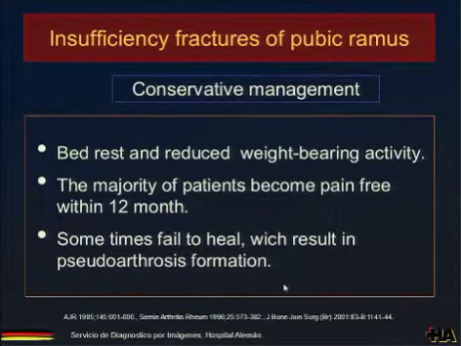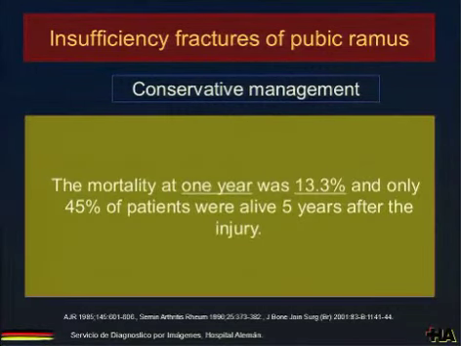The management is conservative, with bed rest and reduced weight-bearing activity, and we know that this is very dangerous in elderly people. The majority of the patients become pain-free within 1 year, and sometimes it could be longer because of the development of non-union or sclerotic process formation. In a series of 286 patients treated with conservative treatment, they had 13.3% mortality.